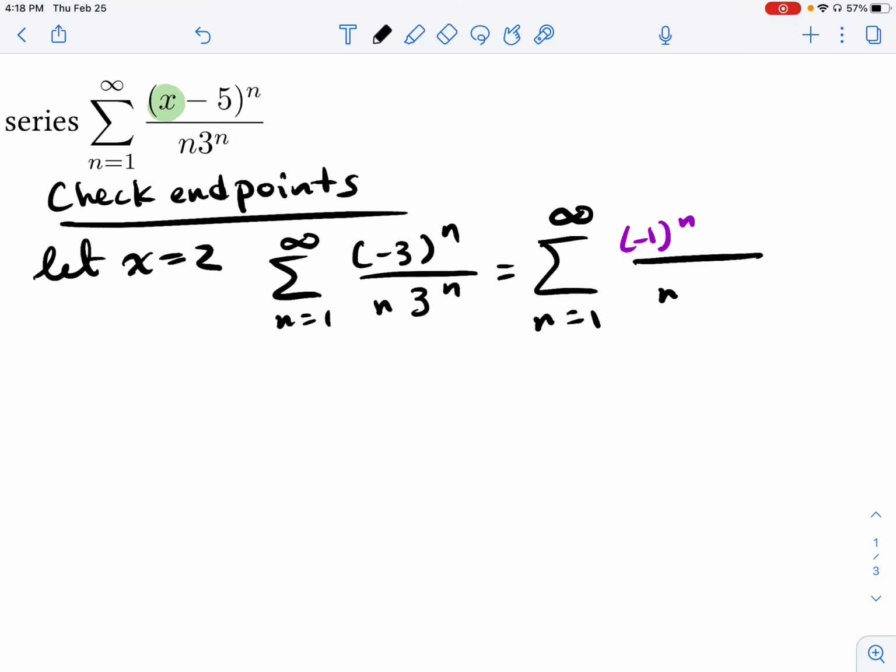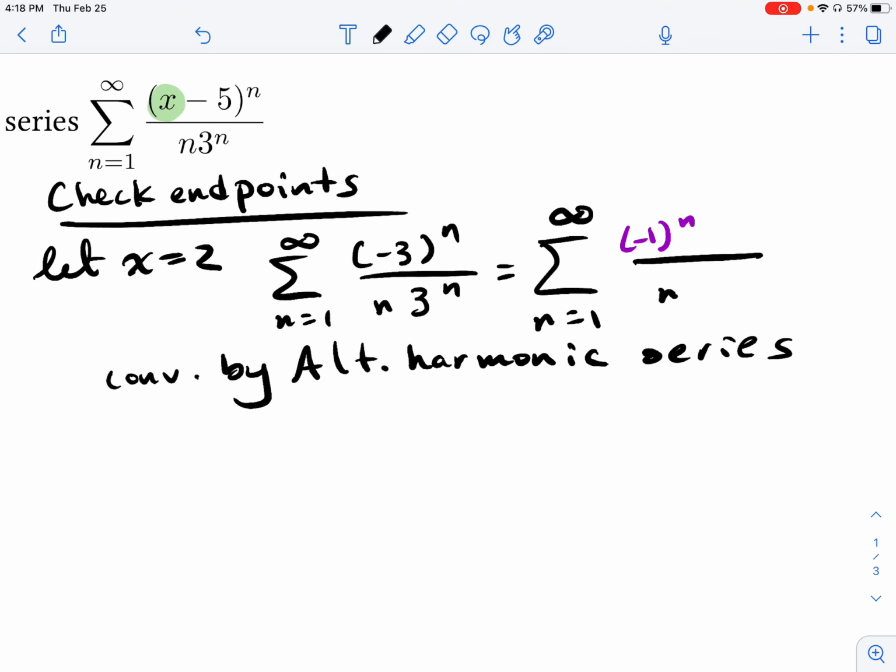So we know that when we plug in 2 for x, we get a series that converges by the fact that it's an alternating harmonic series. I'll just write that. And you could also use the alternating series test here, but we've pretty much established that the alternating harmonic series does converge. Now let's plug in the other endpoint. And I'll come back and clean this up with the entire interval of convergence in just a moment.